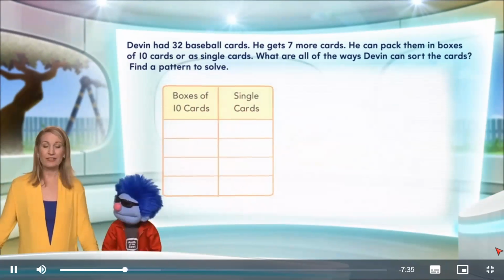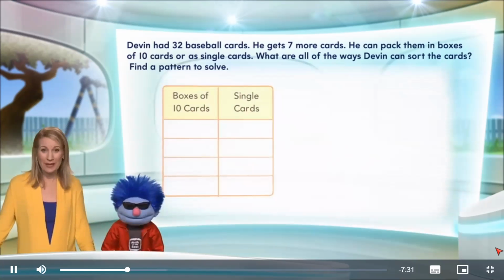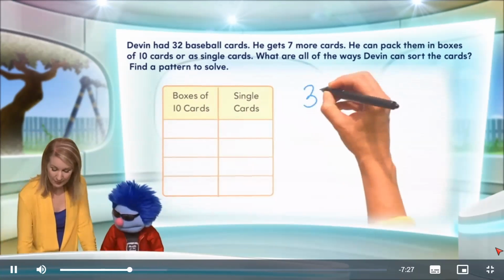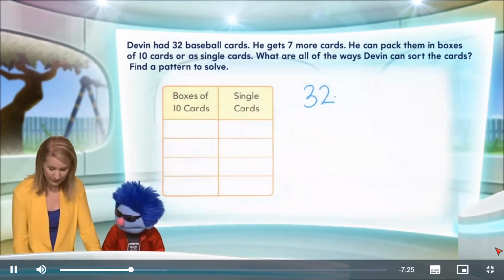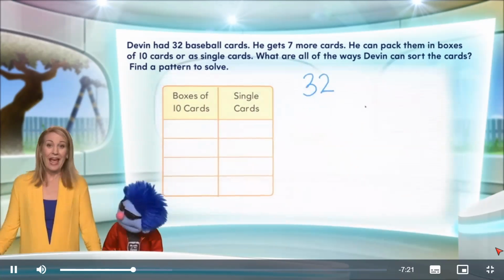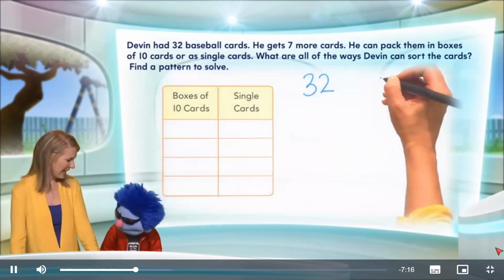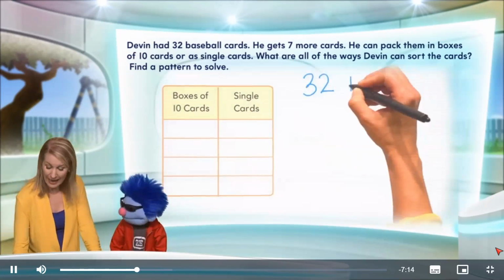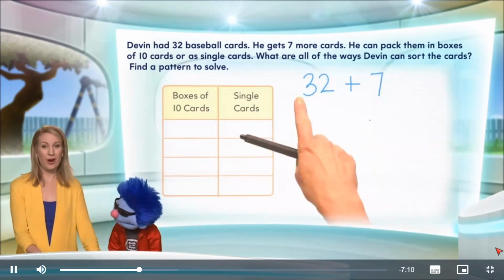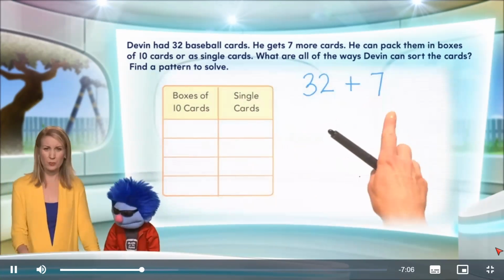All right. So let's start with the idea that Devin has 32 baseball cards. I'm going to write that down. 32 baseball cards. I'm going to move that up a little bit because I know I'm going to write a lot today. Okay. And he gets 7 more cards. So what does that mean? That means we're going to add 7 to his previous amount. 32 cards plus 7 cards. Okay, now how much is 32 plus 7?